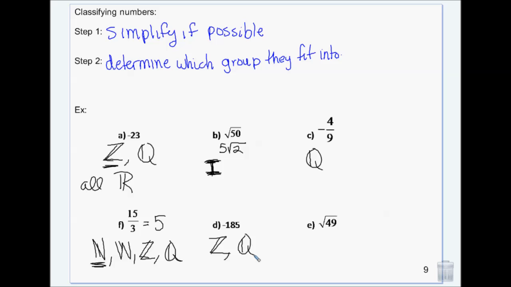And then square root of 49. 7, right? So that's 7, a natural number. We can count to it, so that makes it also whole, and an integer and rational, but on your homework you could just say natural.